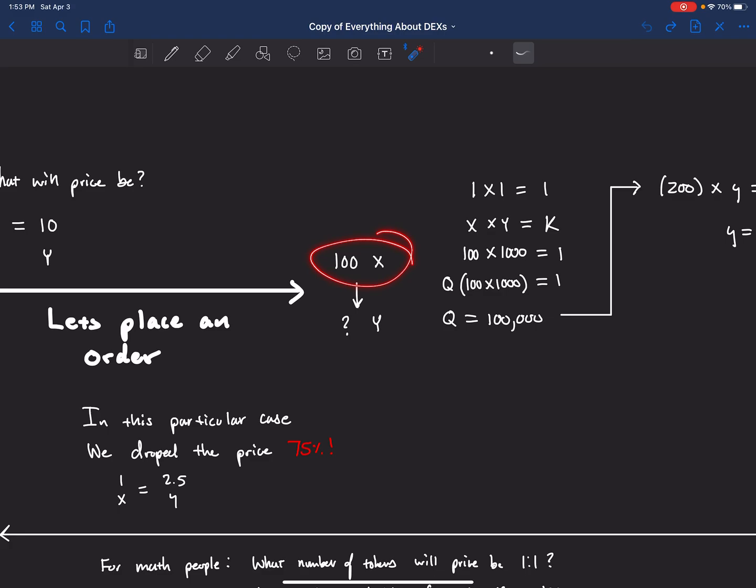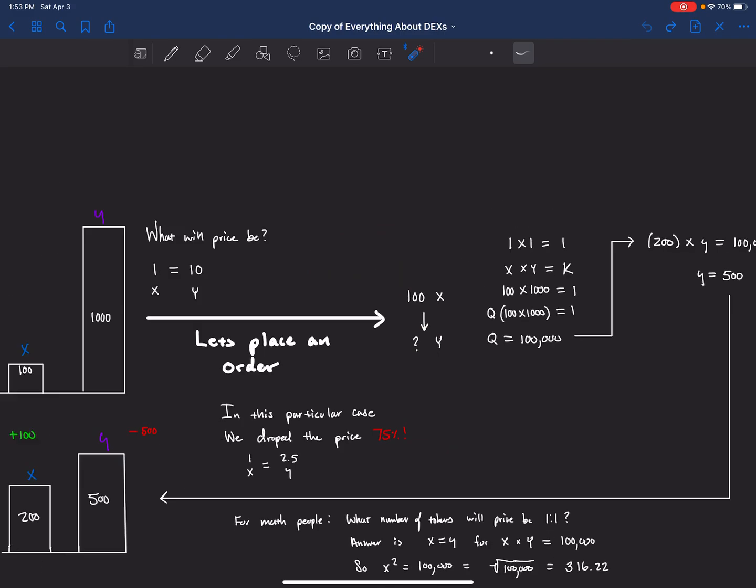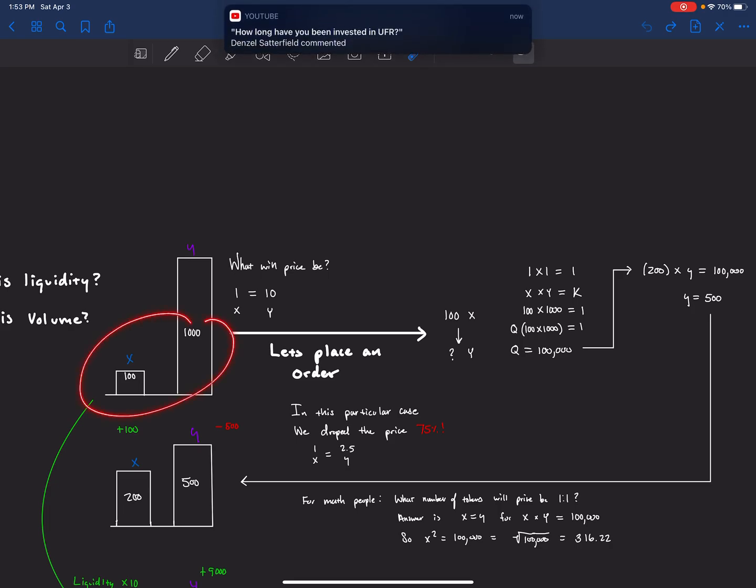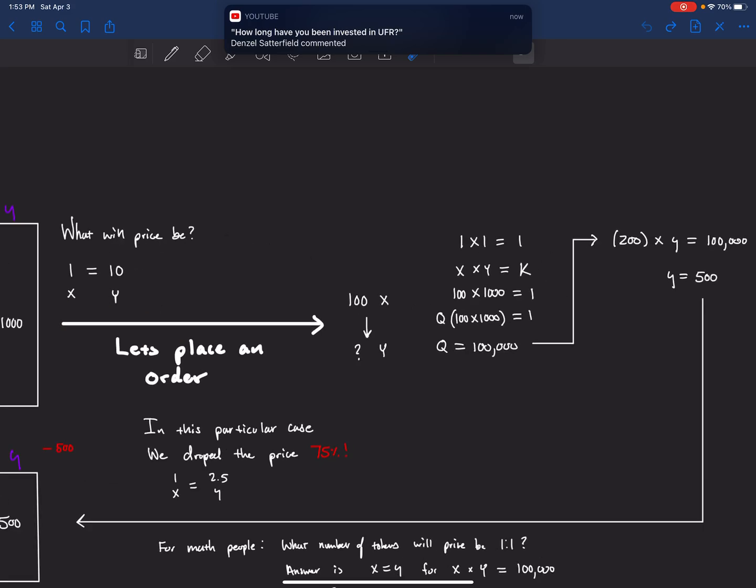So you put in 100 of token X. How many token Y will you get? Because look, you're going to double that supply of token X. So one thing's going to happen: you're going to move the price, because you're coming in with a pretty big order with respect to the amount of liquidity that's in here.